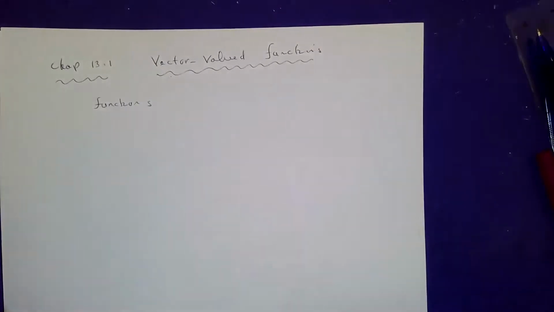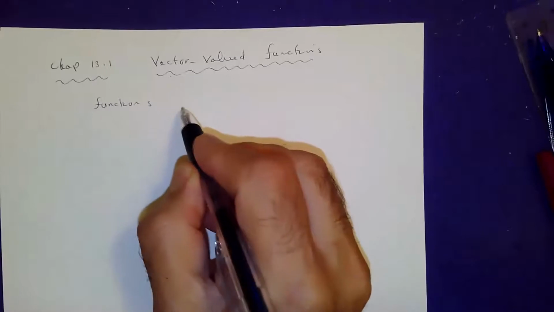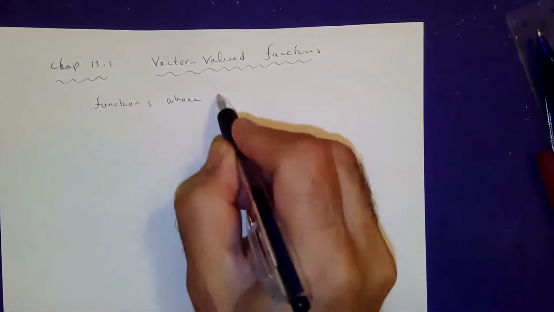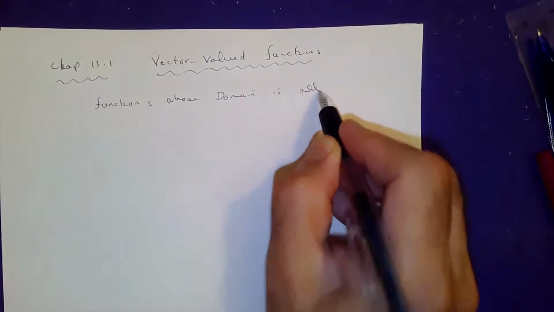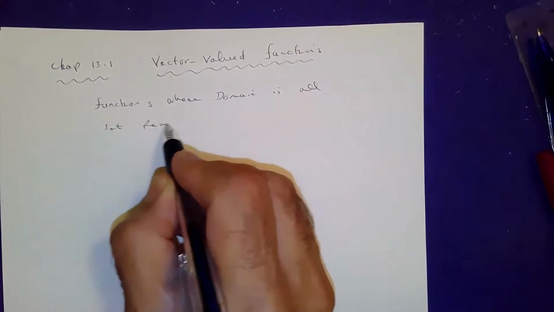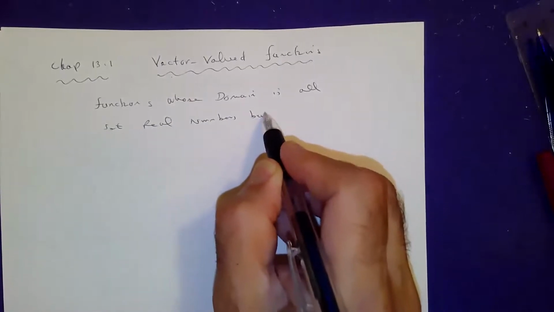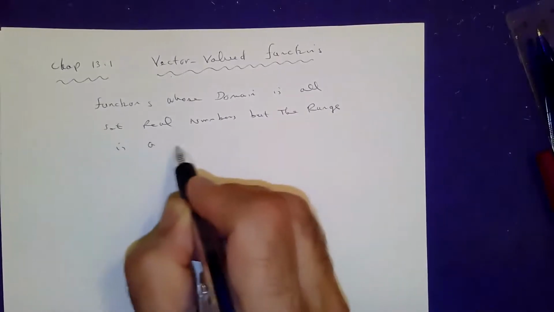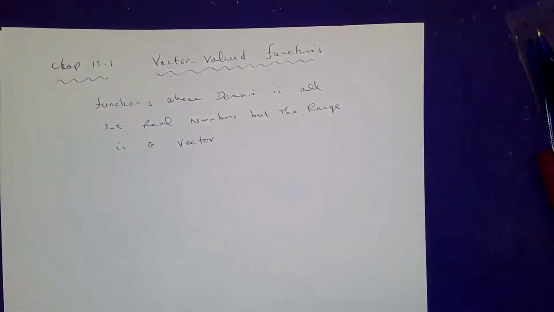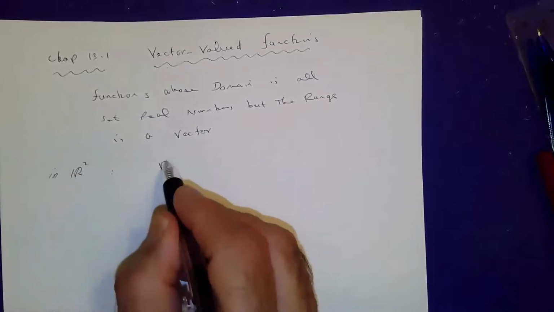Functions where the inputs are scalars and the outputs are vectors. Thank you. Functions whose domain is the set of real numbers, but the range is vectors. So these are called vector valued functions. What do they look like, you ask? Well, in R2, they look like this.